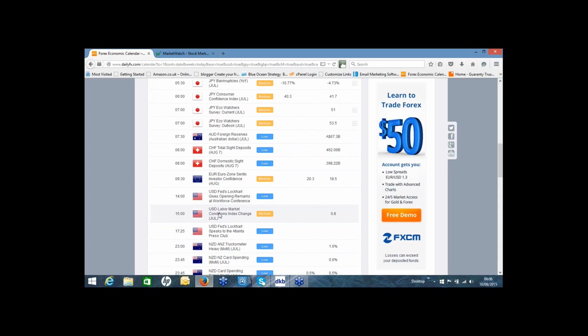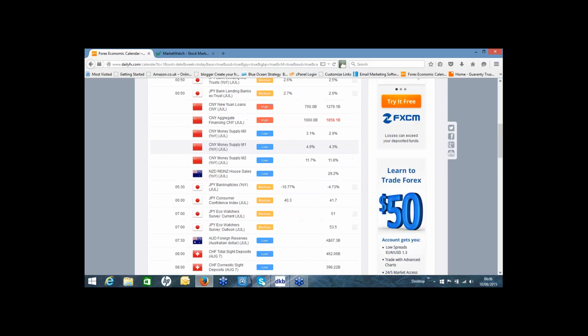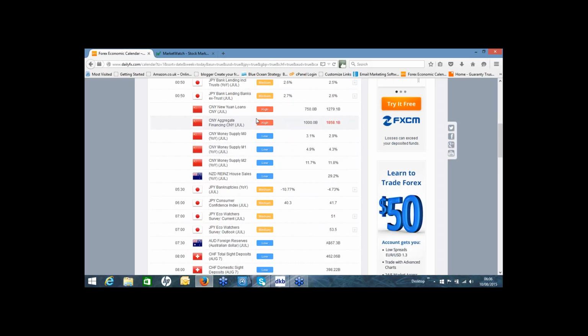At 3 o'clock, we have the US Labor Market Conditions Index change. That's another report of medium importance, but again, that's another report that will not stop me trading. So today, there are really no reports of high importance and no reports of medium importance of significance. So today is just a good day to trade. Nothing's going to stop us trading or looking for opportunities to trade today from an economic report point of view.